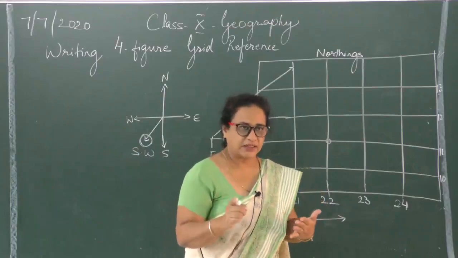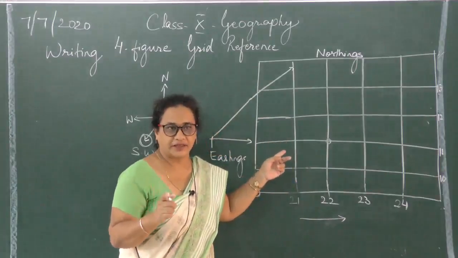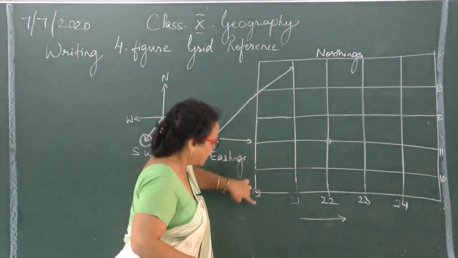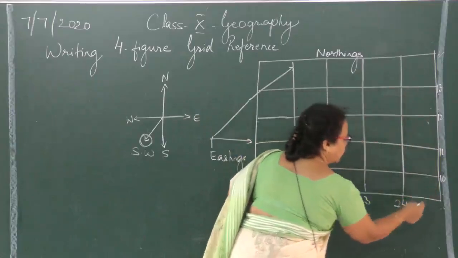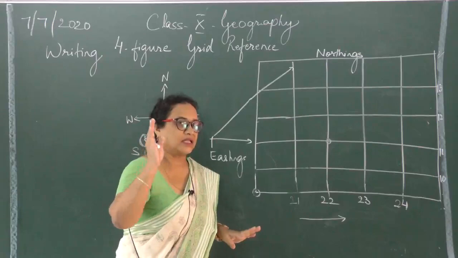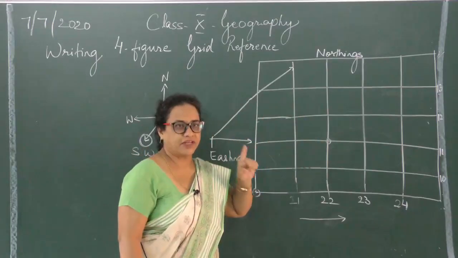Clear? Another thing to be remembered, these lines are drawn in red. Red lines vertically, red lines horizontally. The numbers also are written in red. Any other color, that means the numbering is for some other purpose. Clear? The color scheme is very important.